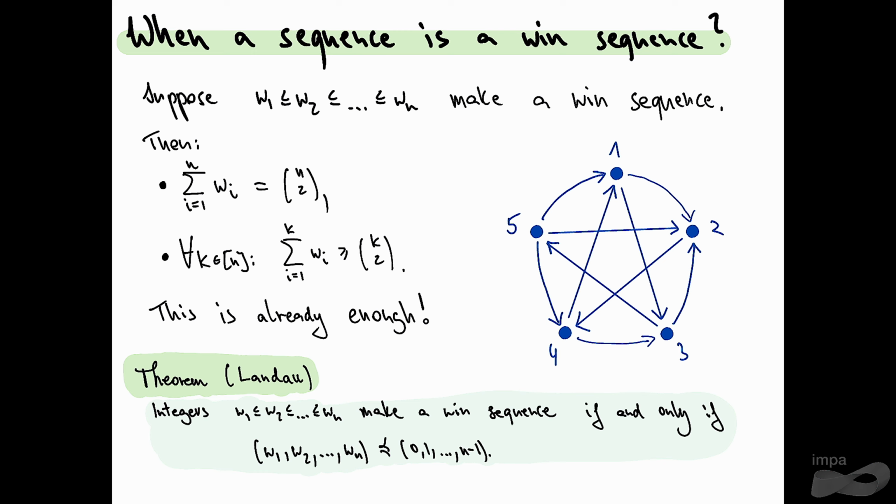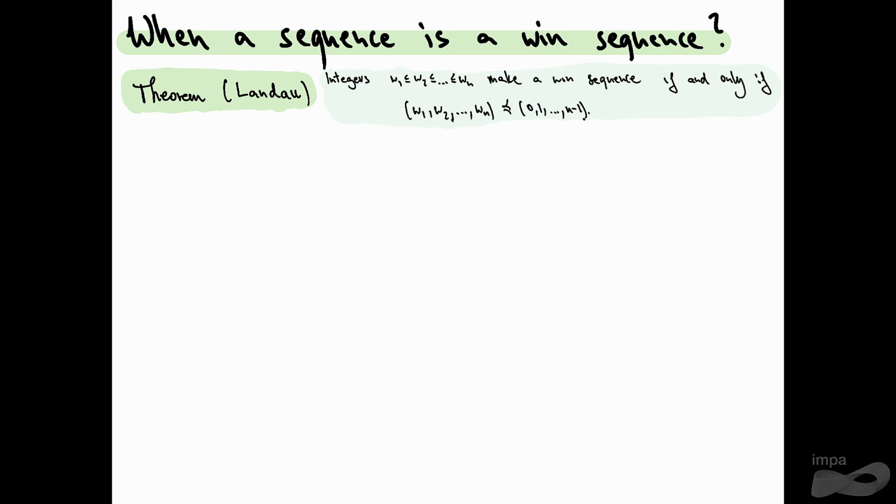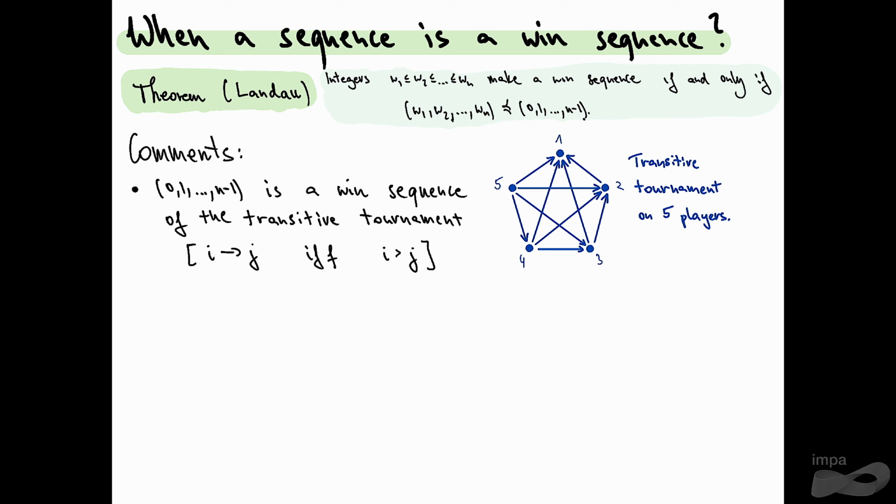There are multiple proofs, some cute, some algorithmic, but we'll not talk about them now. Maybe just some small comments about the theorem itself. This sequence 0, 1, ..., n minus 1 is also a win sequence. It's a win sequence of a transitive tournament. And what is a transitive tournament?